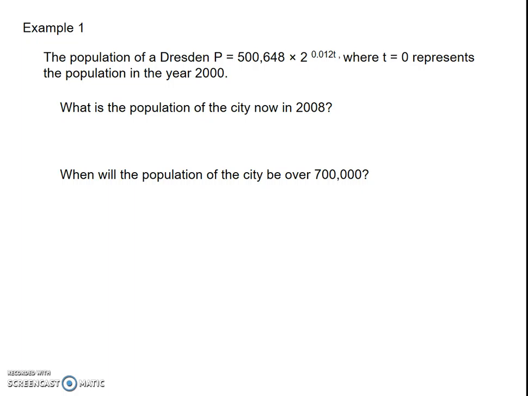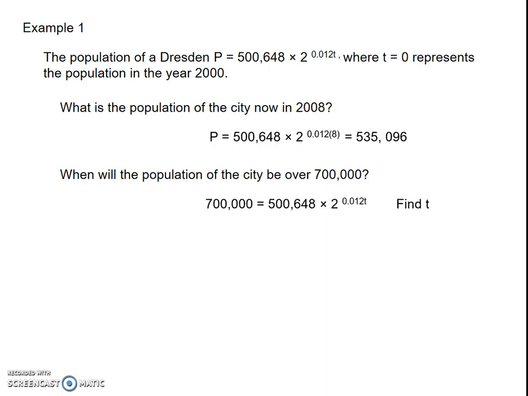So if in 2000 the population is, well, is that, because you put in 0, and that would be 1. So in 2000 the population is 500,648. In 2008 you put an 8 in there, and you get 535,096. When will the population be over 700,000? Well, you put in 700,000 for P, and you work it out.